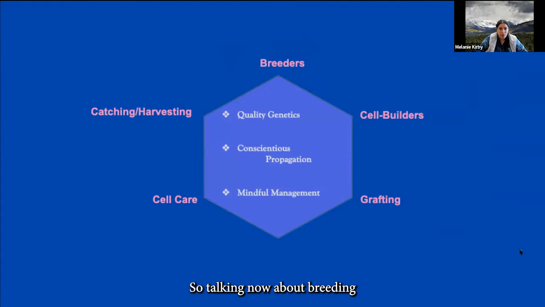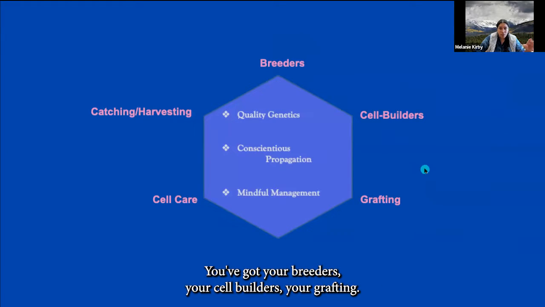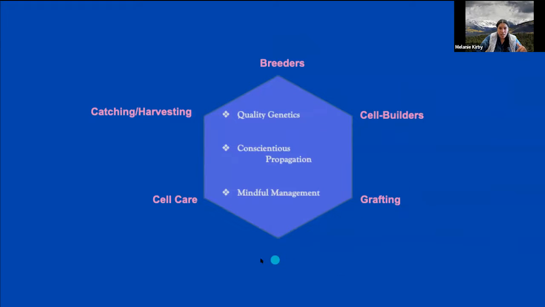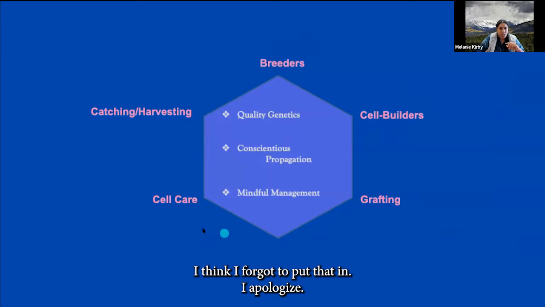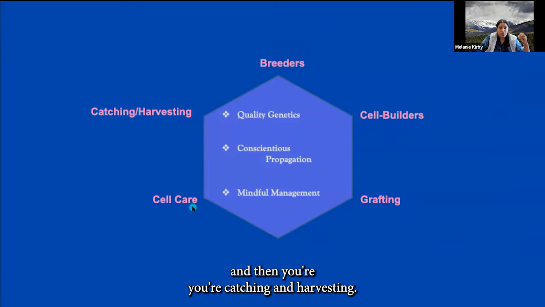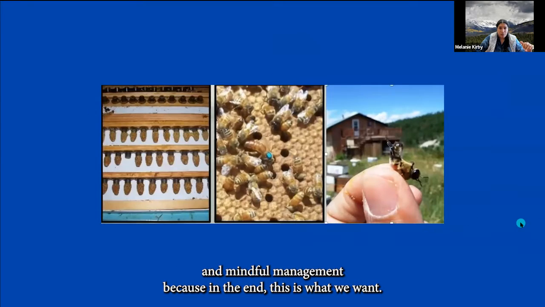So talking now about breeding, I think very pictorially. So, thinking as a hexagon, right? What are these various things that go into breeding queens? So you've got your breeders, your cell builders, your grafting, and actually nukes should be on here on the bottom, mating nukes. I think I forgot to put that in, I apologize. Then how you're gonna care for your cells, and then your catching and harvesting. And they all revolve around quality genetics, conscientious propagation, and mindful management.